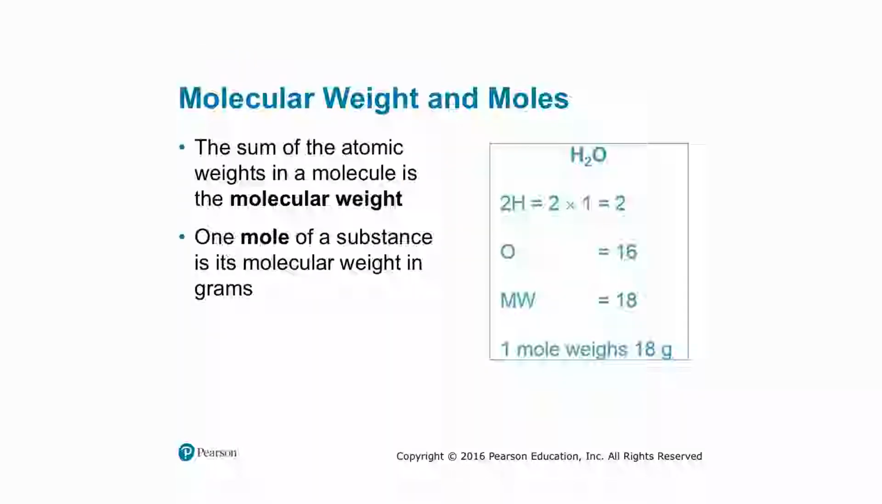It's a very important concept for biology that hydrogen bonds are associated with water as well as some other things. So, molecular weight in moles. The sum of the atomic weights in a molecule is the molecular weight, and 1 mole of a substance is its molecular weight in grams. Okay, so we take H2O, we find out that the oxygen has a molecular weight of 16, and the hydrogen has a molecular weight of 2, because there are 2 hydrogens in there. And so 1 mole of water weighs 18 grams.